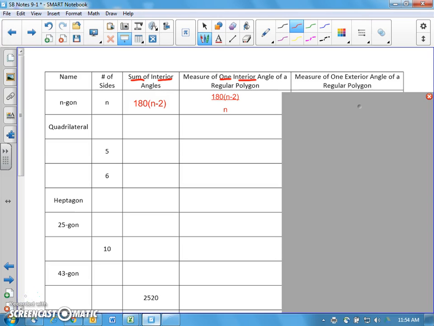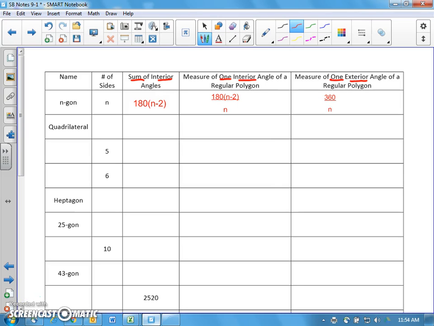And the last column, we want the measure of one exterior angle of a regular polygon. We talked about that one as well, and what we need to do here is take 360 and divide by the number of sides. So let's go through and do a heptagon. How many sides does a heptagon have? Well, hopefully you know that's got 7 sides.